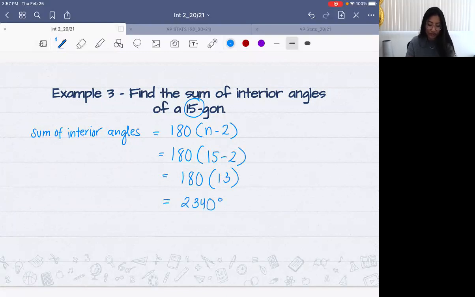So 180 times 13 is 2,340 degrees. So in this shape that's 15-sided, it has 15 angles. If I were to add up all the 15 angles together, it should equal 2,340 degrees.